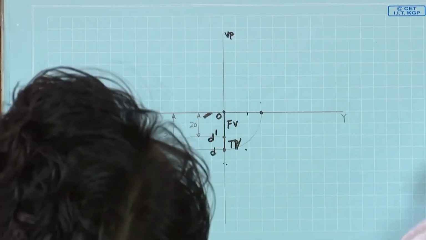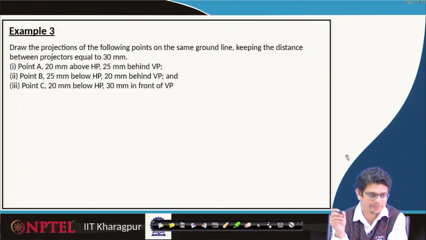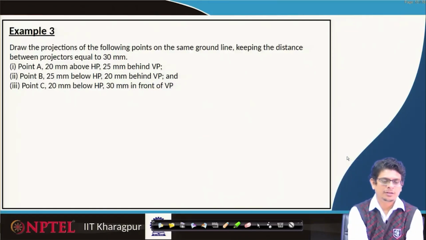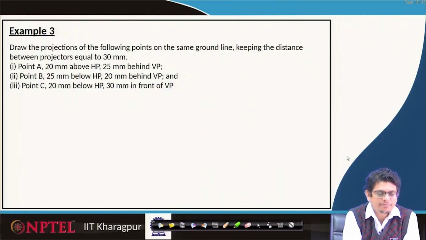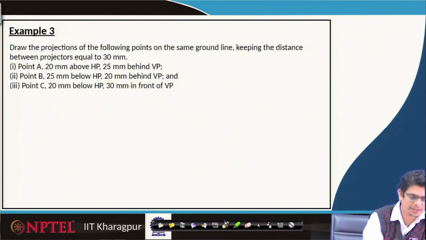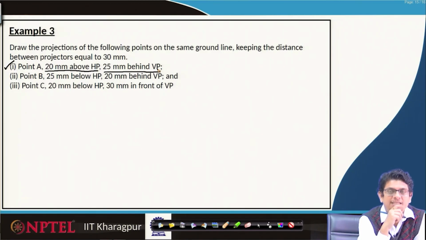Okay. Let us move on to the new example. Let us ask a question. There is a point A which is 20 millimeters above horizontal plane. Let us pick part 1. There are 3 parts. The first part is there is a point A 20 mm above horizontal plane and 25 mm behind vertical plane. If that is the case, can we draw projections of this point A?